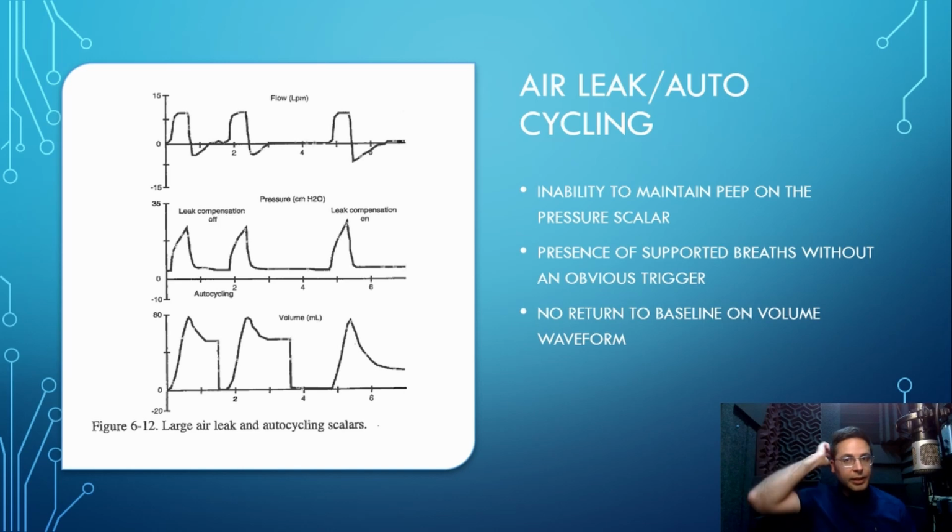We have here a representation of air leak and auto-cycling. We can see here on the pressure scalar there is an inability to maintain PEEP, there is the presence of supported breaths without an obvious trigger. I'm not seeing any obvious triggers here on the flow waveform or on the pressure waveform, okay? And we have these moments on the volume waveform where we're not returning to baseline.